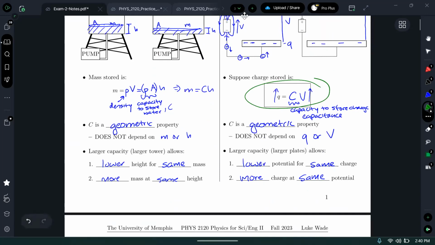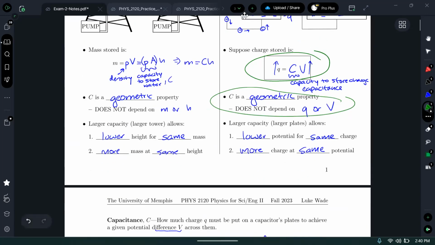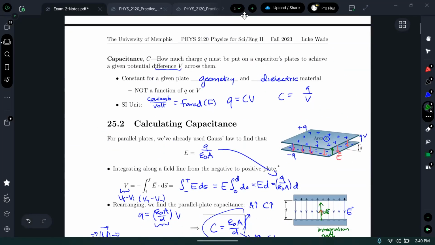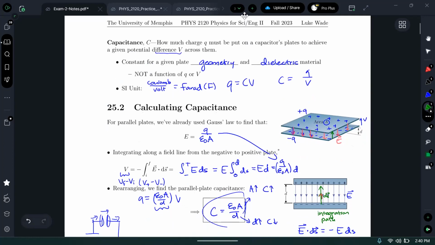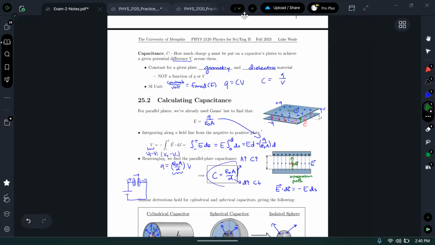Okay, so that is important. It is a geometric property, does not depend on Q or V, and that's restated here. And then we add in the dielectric later, so we'll put that later. Units, it's important that it's farads.